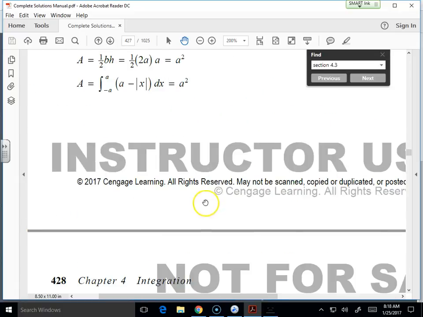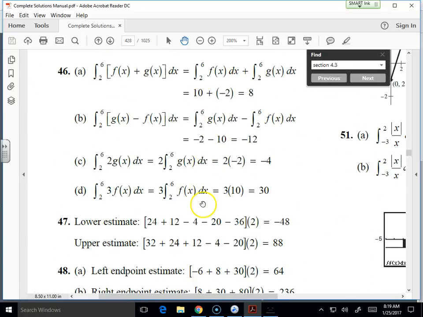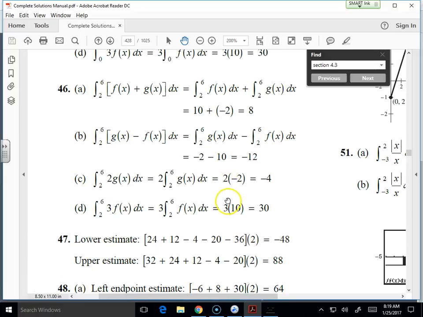46. Uh-oh, this one's a little bit of a longer one. A is 8, B is negative 12, C is negative 4, D is 30. Good job. Nice. Thanks, Benjamin.